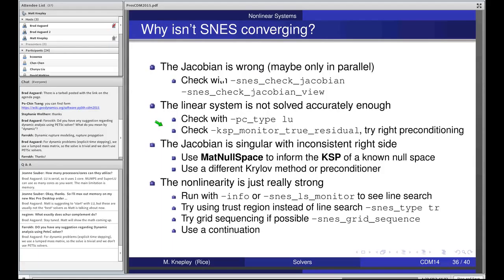You can also check that your linear system solves are accurate by using this KSP monitor true residual. It's possible for your preconditioner to be very out of whack or almost singular, distorting the residual that you see coming out of the linear solver. But you can always use this to look at the true residual. Maybe the Jacobian is singular and has an inconsistent right-hand side. That's not happening in this problem. Or maybe the nonlinear problem is just tough, and that is what is happening in this problem. You can try different line searches. You can try a trust region technique. You can try grid sequencing. None of those work in this problem. I have tried them all. I just won't go through all of them.